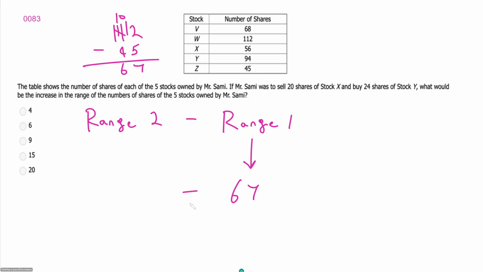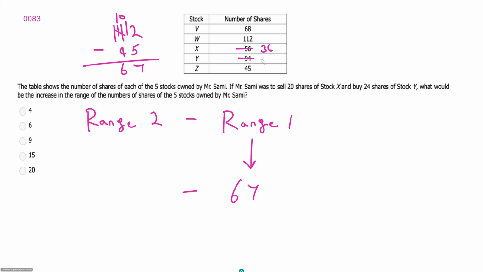And then what is our new range? So Mr. Sammy was to sell 20 shares of stock X. So that means we go from having 56 to having 36 shares of stock X and buy 24 shares of stock Y. So plus 6 plus 18.